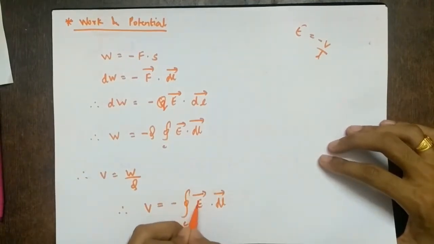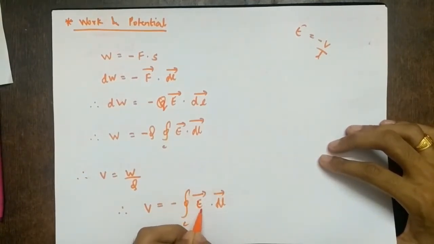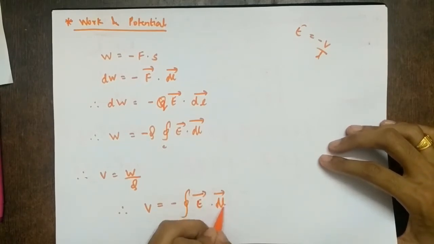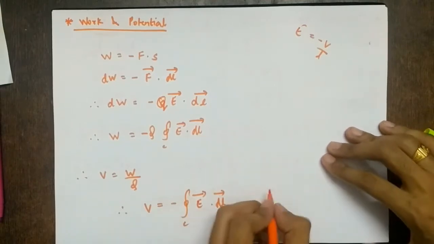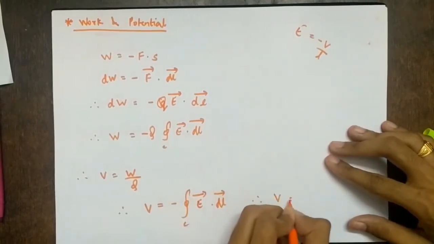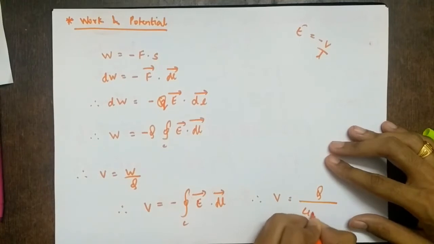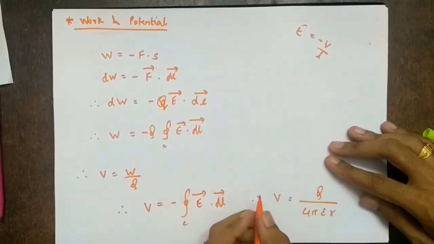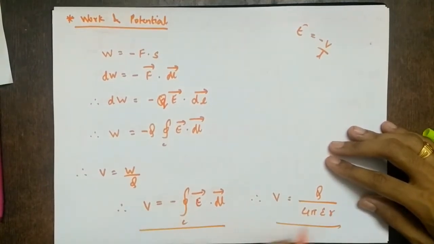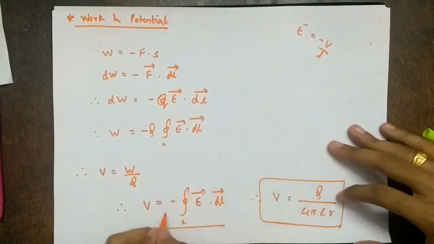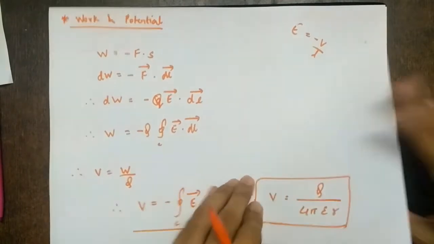And what is E? For a point charge, 1 upon 4 pi epsilon, Q upon R square, a_R cap. R square is nothing but length times length, so one R gets cancelled. So therefore V is Q upon 4 pi epsilon R. So these are the two expressions, right? And this is important for us. This is not that important. So numericals are asked based on this, right?